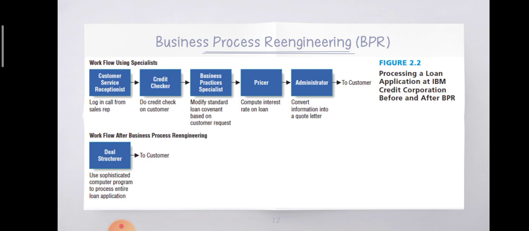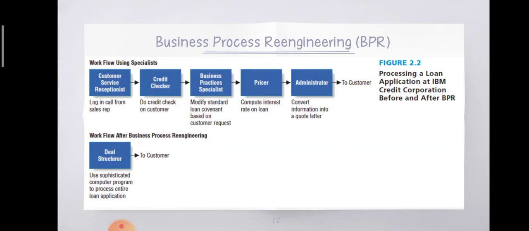Now, using BPR, the jobs of the 5 loan specialists were reorganized into the job of just one generalist called the deal structurer. The deal structurer uses a new software program to print out a standardized loan contract, access different credit checking databases, price the loan, and add boilerplate language to the contract. With the new process, a loan application can be completed in 4 hours instead of 6 days.